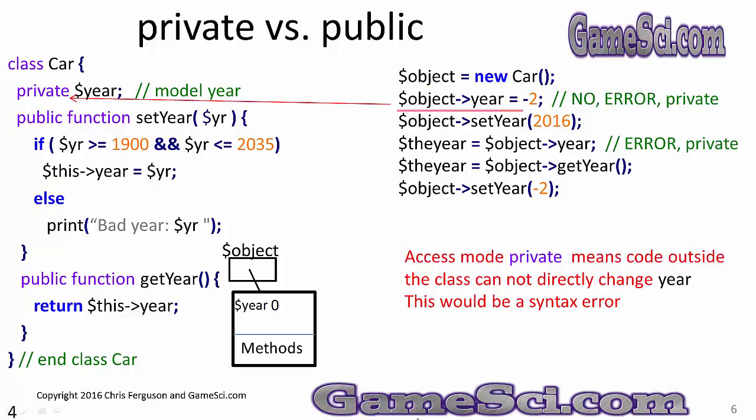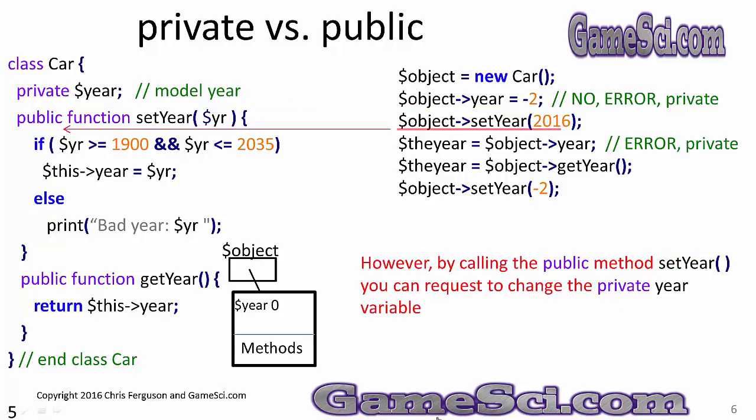I'm going to go to the next line of code and I'm going to try to use the $object variable to access the year variable. Access mode private means code outside the class cannot directly change year. This would be a syntax error. This code would not compile. This code will not run. It will light up in red and tell you you cannot do this. Private means only inside the class. This code on the right side, outside the class, cannot access that private variable.